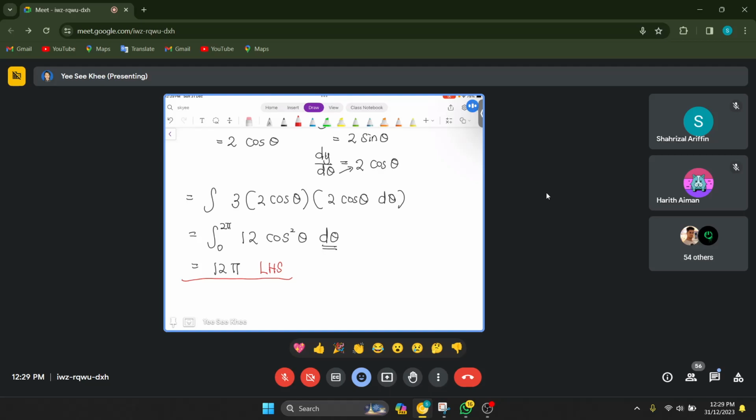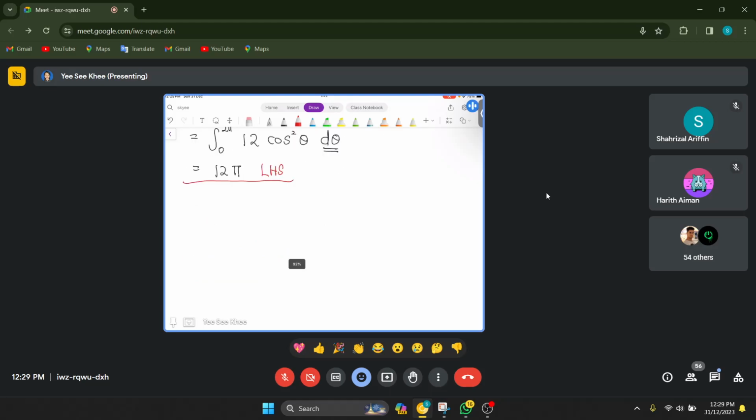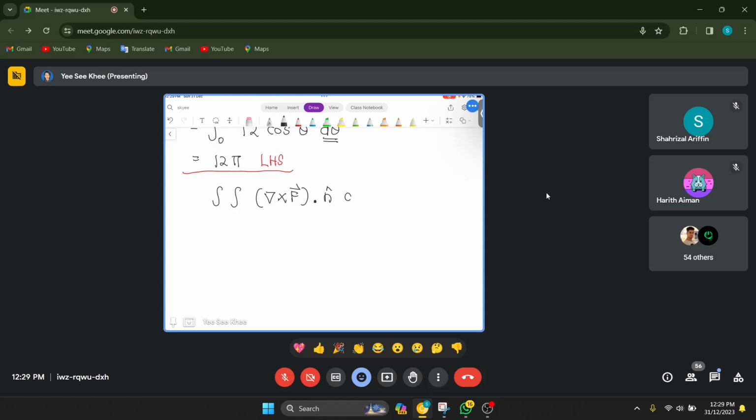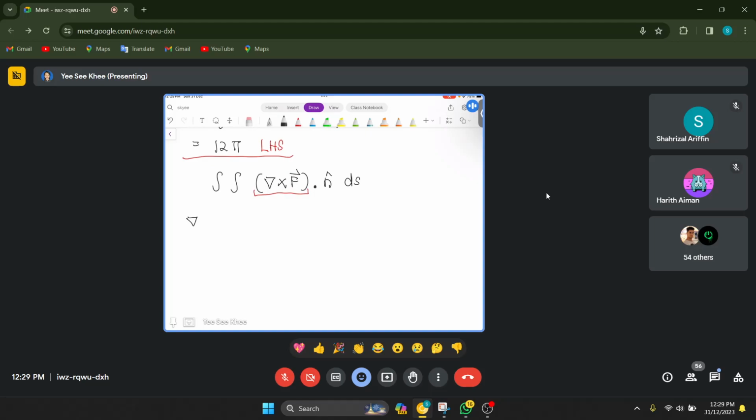Okay, the right hand side is to solve this line integral of vector field using the Stokes theorem. So the right hand side is about the Stokes theorem. This is the formula. So the first thing that you must find out is the curl of the vector f. Let's find out curl of the vector f.